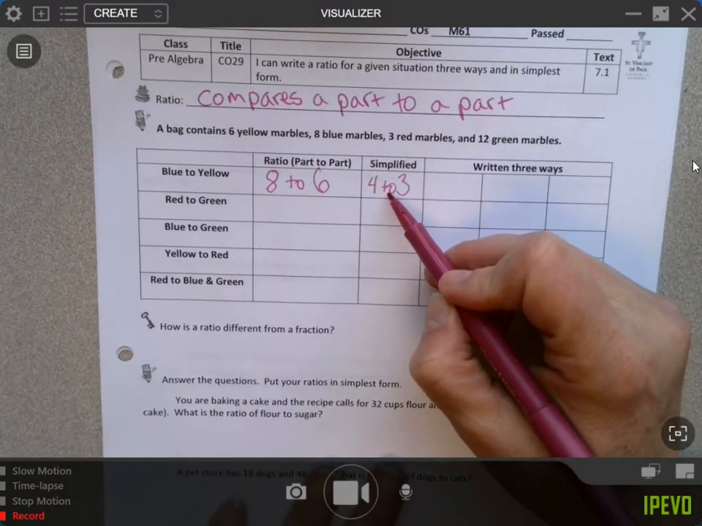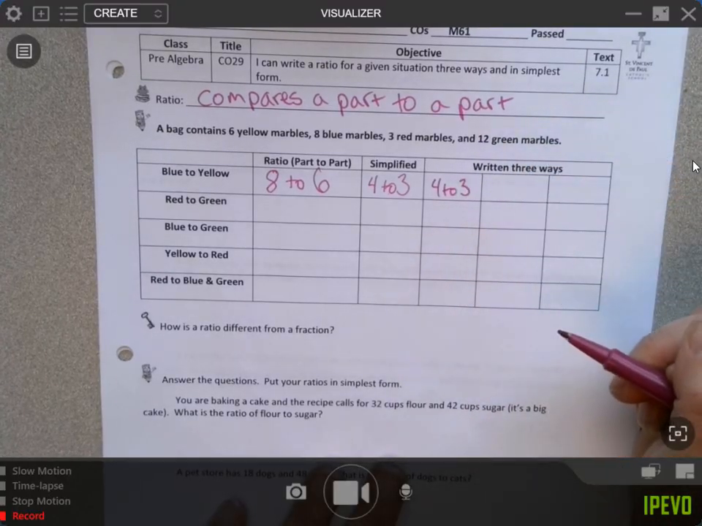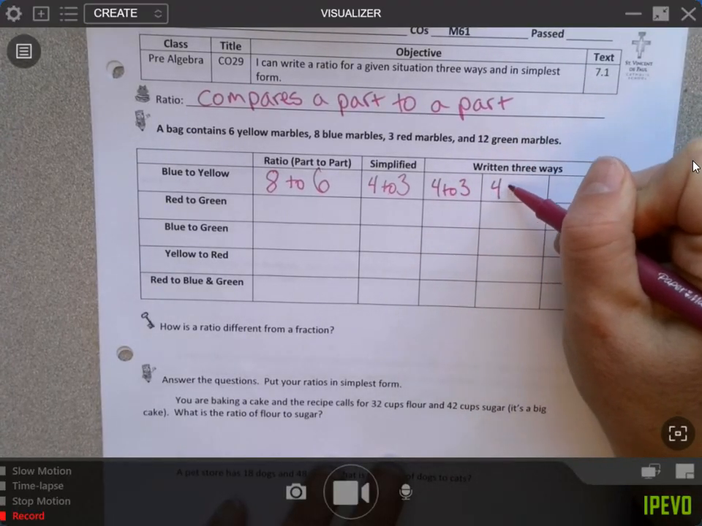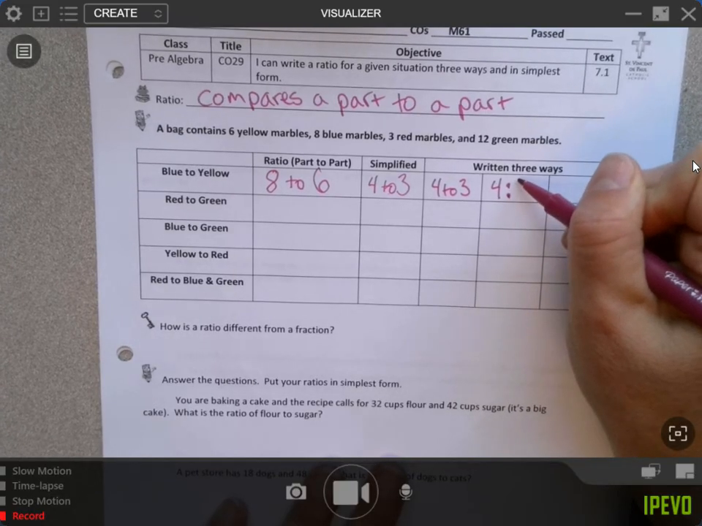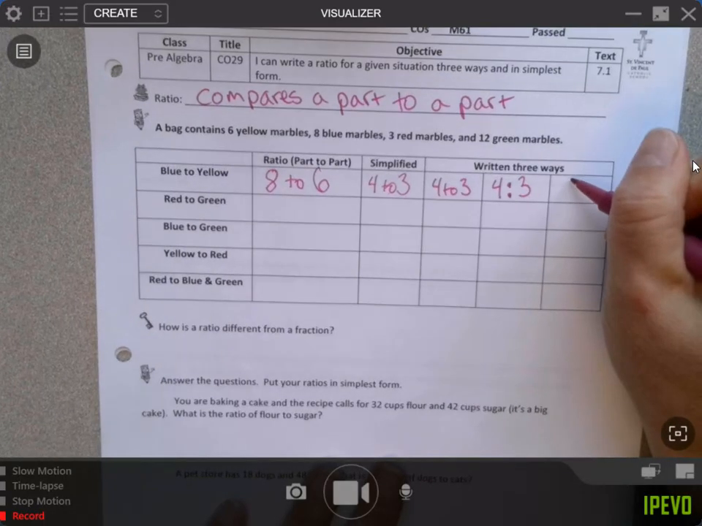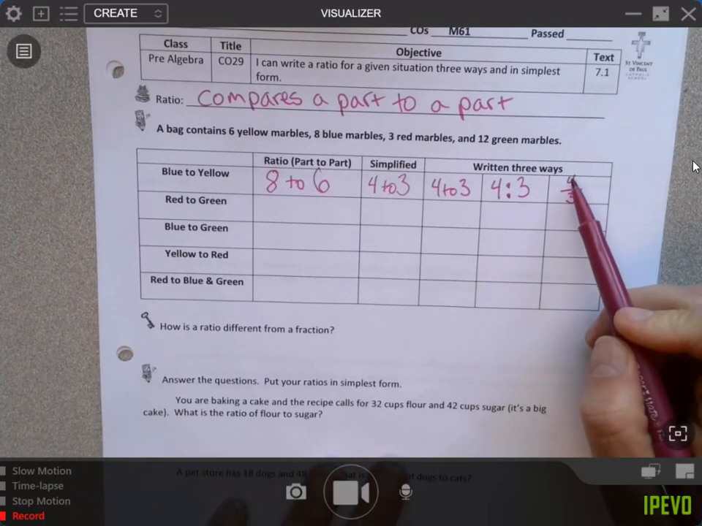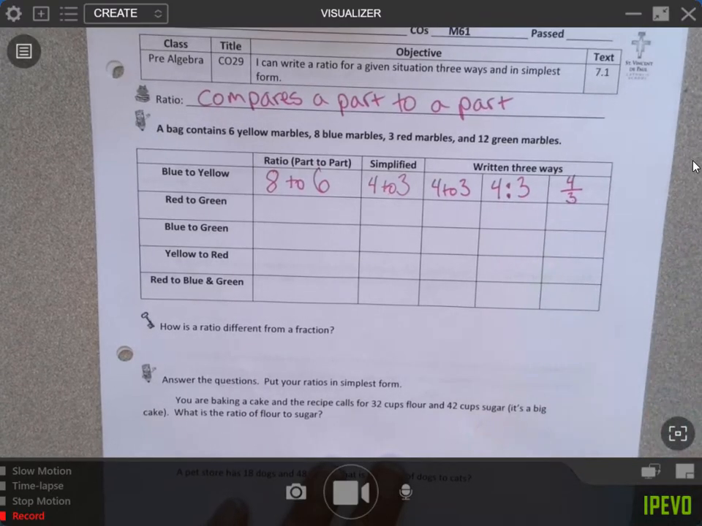So now I have 3 different ways that I can write it. The first one uses my words: 4 to 3. The next one, I'm going to use the colon, the 2 dots. And the last one makes it look like a fraction. The first number is the numerator, the second number is the denominator. So those are the 3 ways to write a ratio: using the word to, using the colon, using the fraction bar.